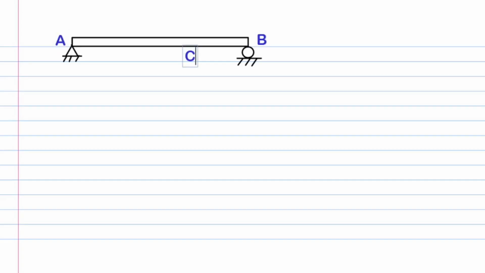We also mark a key point C such that it is eccentrically or unsymmetrically placed over the beam with respect to the midpoint. We show a point load of P kilonewtons acting over it. We now label the lengths of the parts of the beam created by the point C as A and B meters and the overall length as L meters as well.